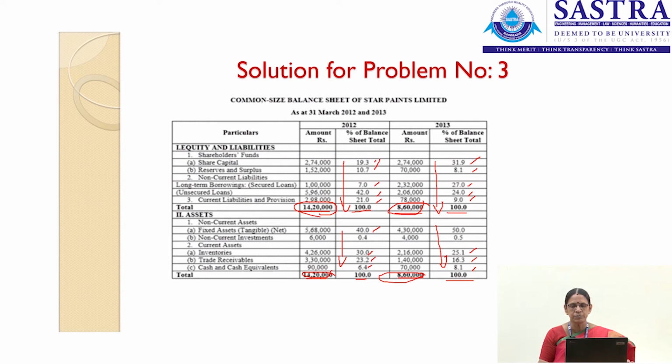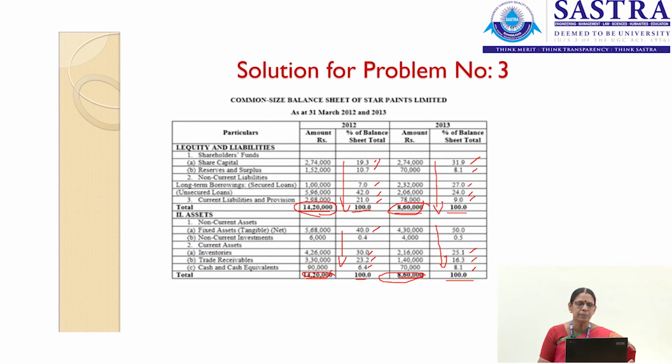And again these changes in your percentages in 2013 are mainly because we have a difference in the balance sheet total. That is from 14,20,000, it has decreased to 8,60,000. So these changes are compared with your last year and we have to predict it for the future year.